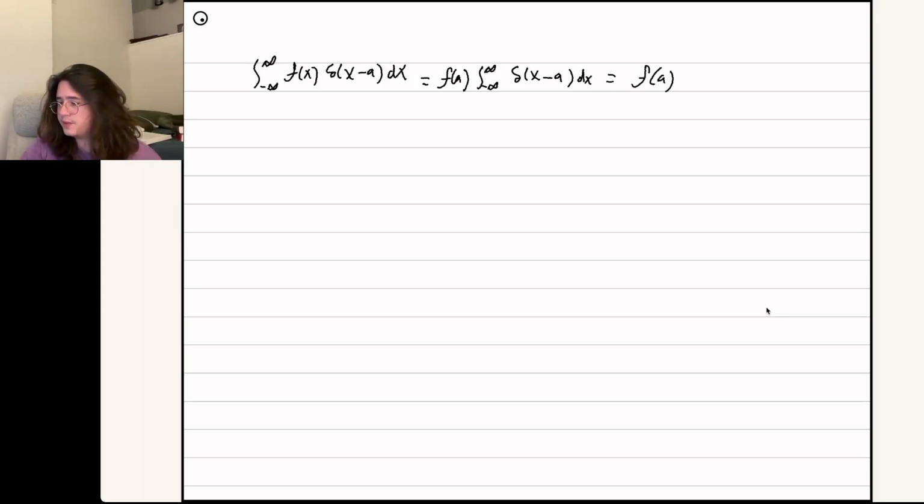Alright, silly people, here's the situation. We're just going to be doing a bunch of delta function integrals.